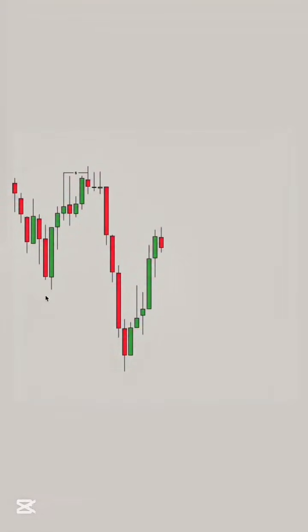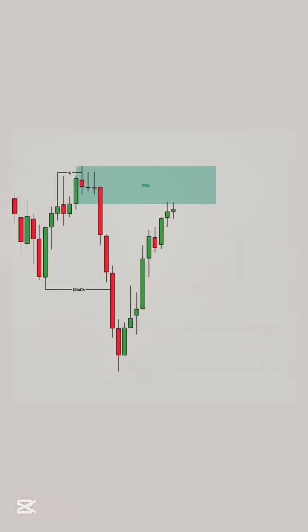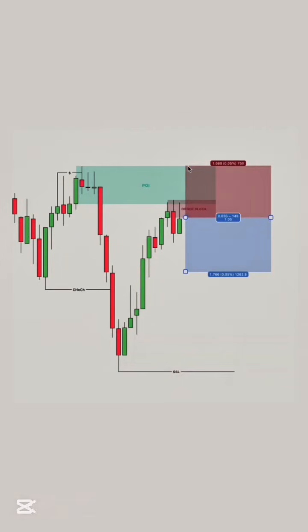Liquidity sweep. Change of character. Point of interest. Order block. Sell side liquidity. We enter from the order block and target the sell side liquidity.